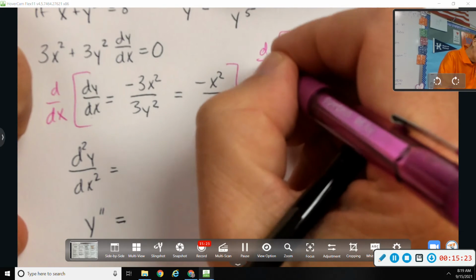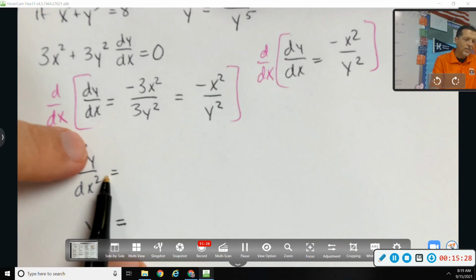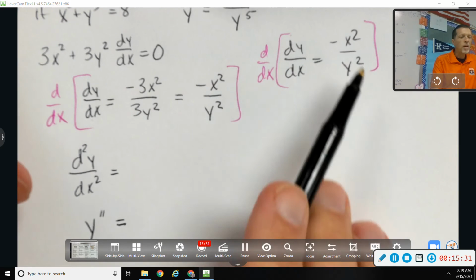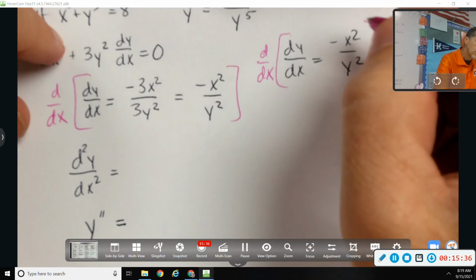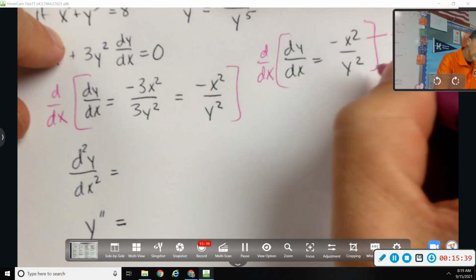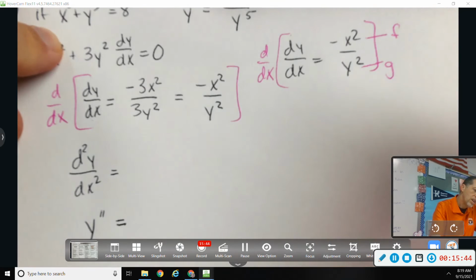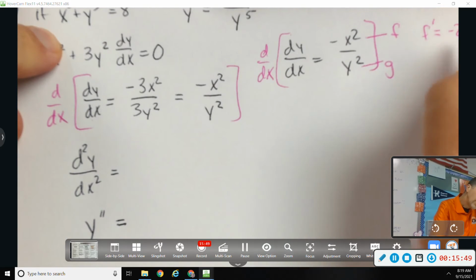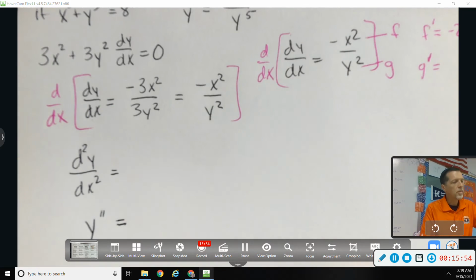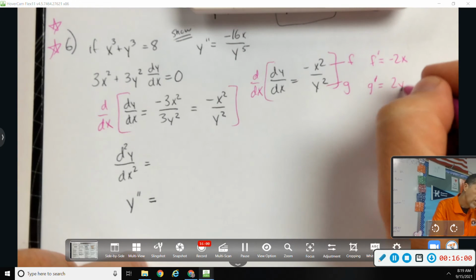So now we need to take the derivative of just this. So the left is the second derivative, y double prime, no problem. What are we going to have to do on the right? The quotient rule. So I'll let the top be f and the bottom be g. F prime would be negative 2x. What's g prime going to be? Two y dy dx.